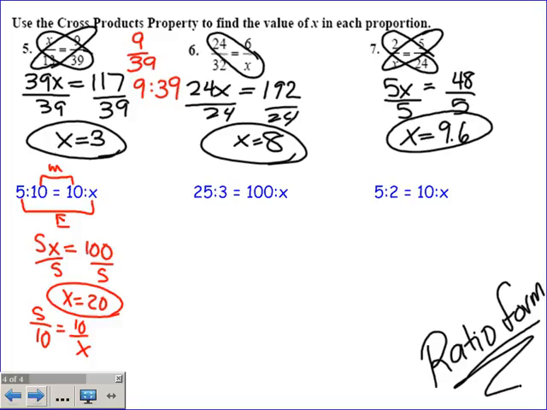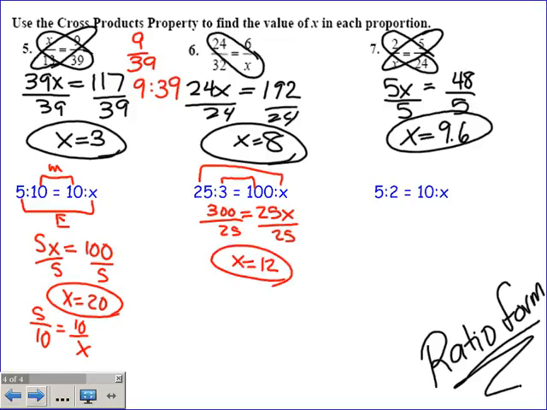Mitchell, can you help us with the second one? Sure. You do 3 times 100 and you get 300. Okay, so multiplying the means. Yep. Equals 25x. Those are the extremes, the ones on the outside. Got it? And then you divide 25 on both sides and you get 12. X equals 12. Sounds good to me.